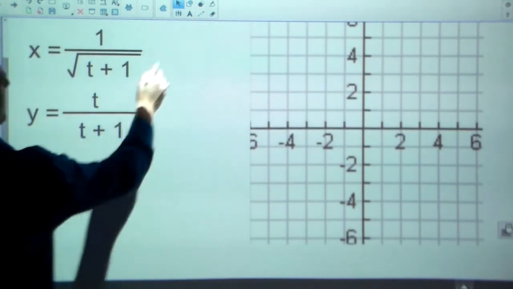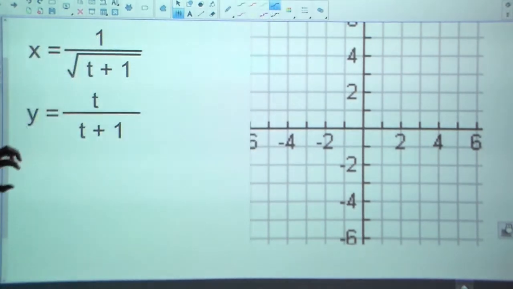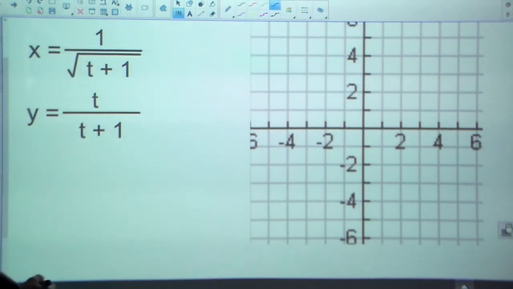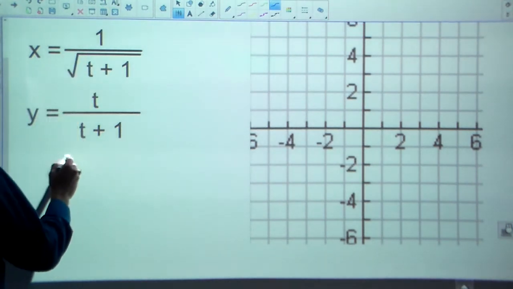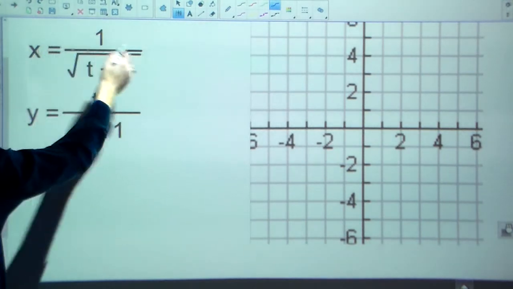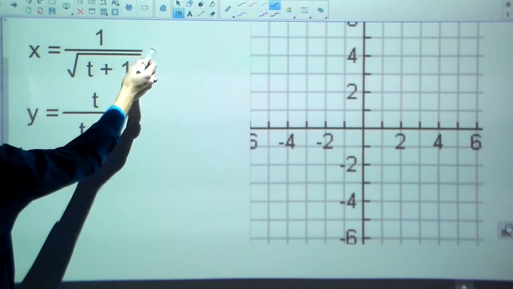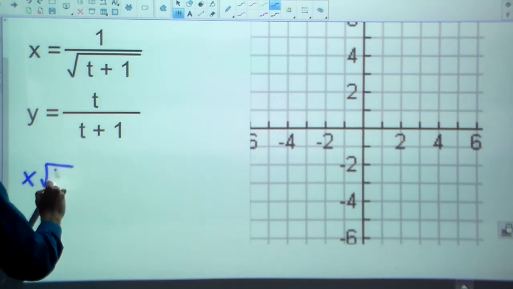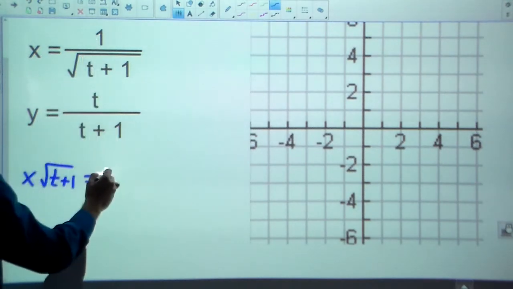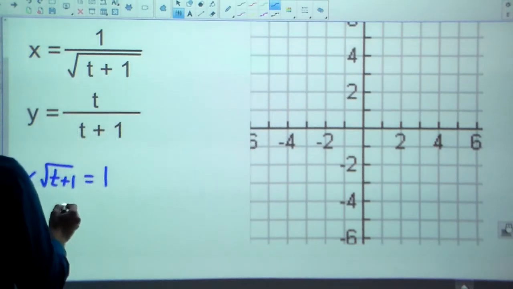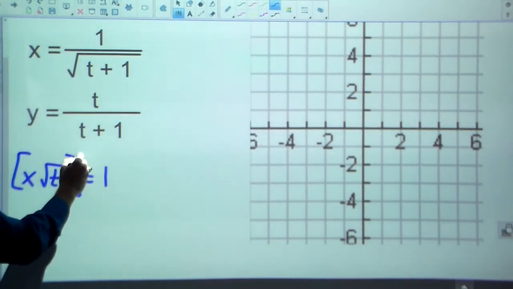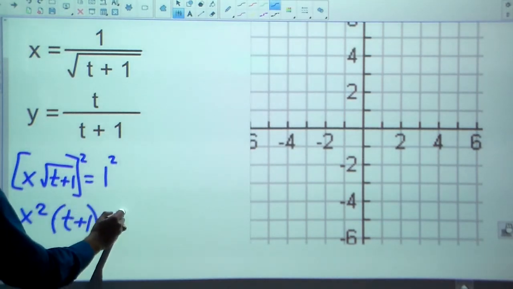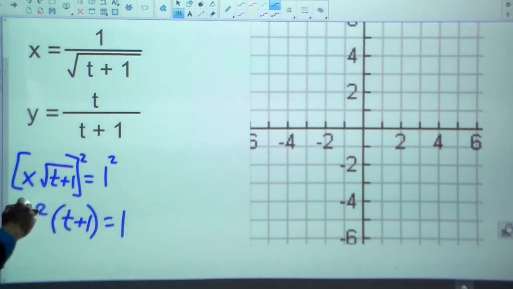So let's do the eliminating the parameter idea first. Let's take this equation and see if we can solve for t so we can plug that in down here and finish it up. All right, so first thing I'm going to do is multiply both sides by this denominator, square root of t plus 1. So x times square root of t plus 1 is just 1, because that would go away on this side. Next, I'm going to square both sides. So x squared times t plus 1 is 1. And I'll do it that way so it shows that these are distributed.